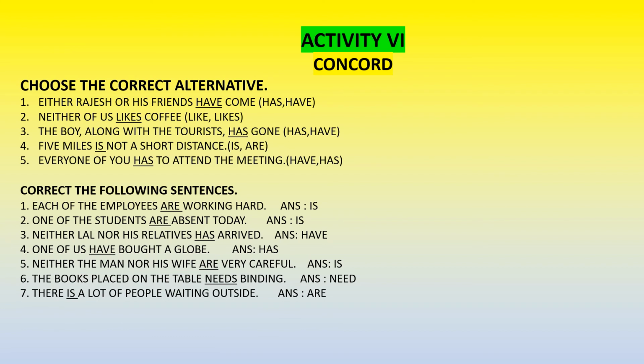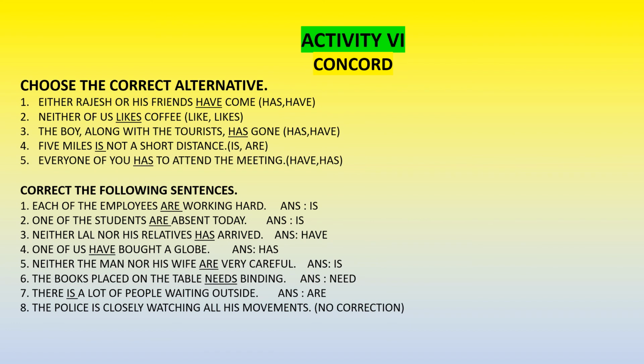There is a lot of people waiting outside. You see, we can say there is a lot of sugar or there is a lot of salt. Why? Salt and sugar are uncountable, so is is permissible there. But with people, we can count people as 100 people or 150 people or 1,000 people. So with countable nouns it comes, there are a lot of people waiting outside, not is. Okay, you should keep such things in mind.